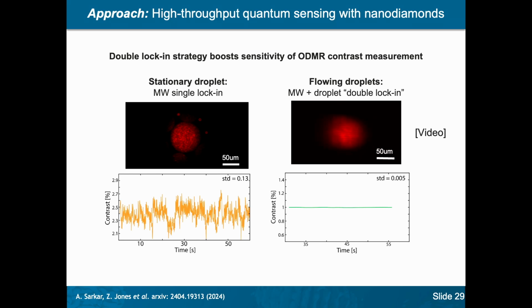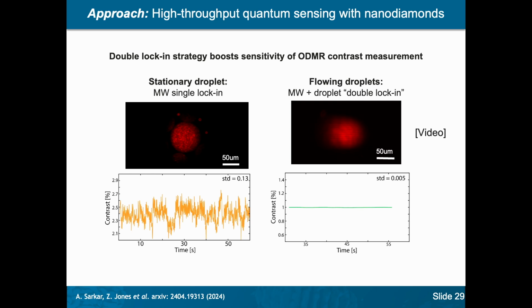So this is ODMR contrast as a function of time. This is a minute. And you can see it's around 2% or so. And the fluctuation is about 13% on this 2.5%, which might look interesting. But ultimately, the precision by which you can detect something, an analyte inside this droplet, is determined by how much precision you have in this measurement.